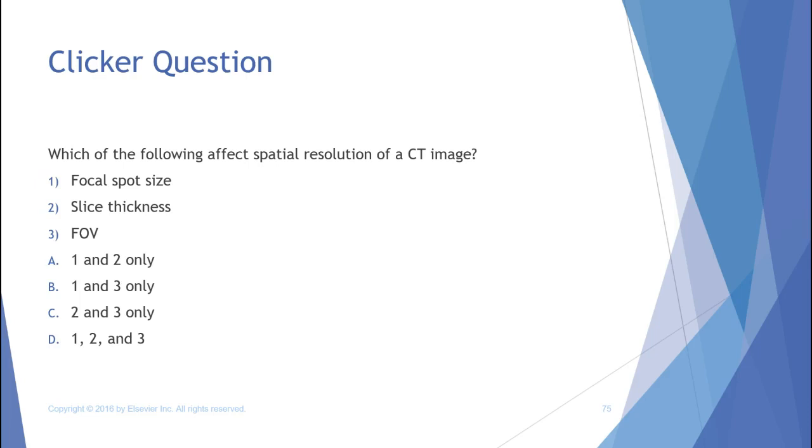Okay, which of the following affects spatial resolution of a CT image? And that's detail. Remember we talked about spatial resolution is equal to detail. So focal spot size, slice thickness, field of view. I would say it is all three of those things.